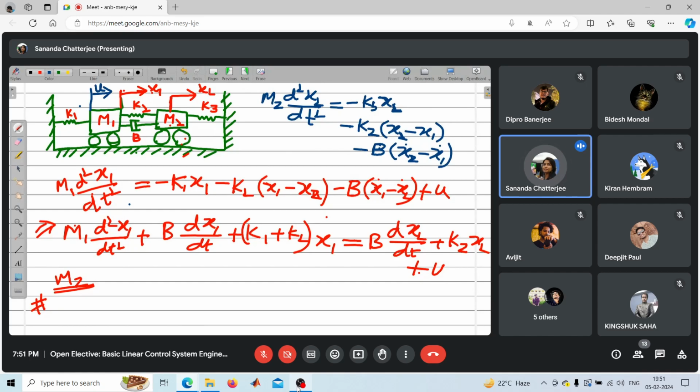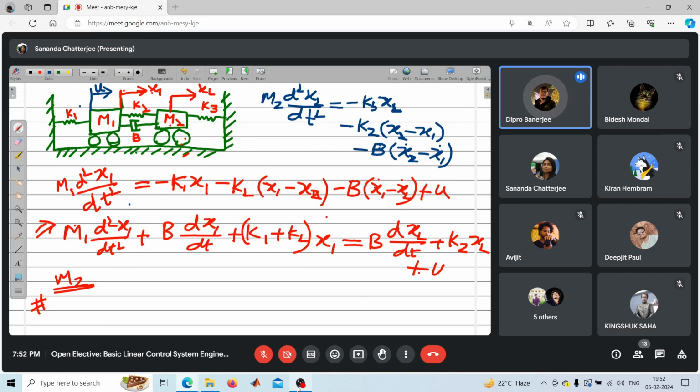So those four variables can be taken as the state of the system. So there are four states involved for this system.